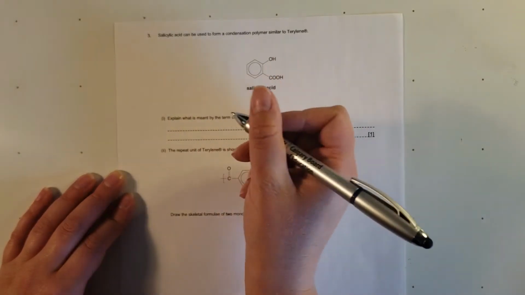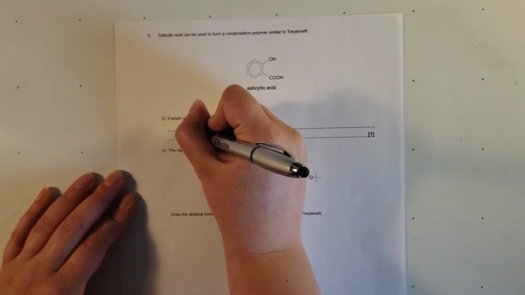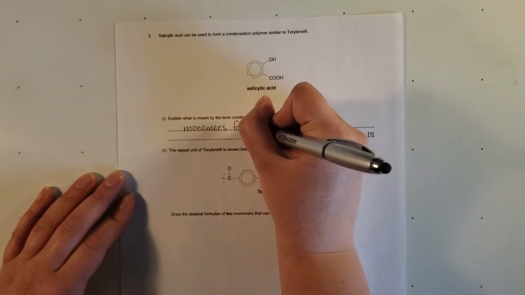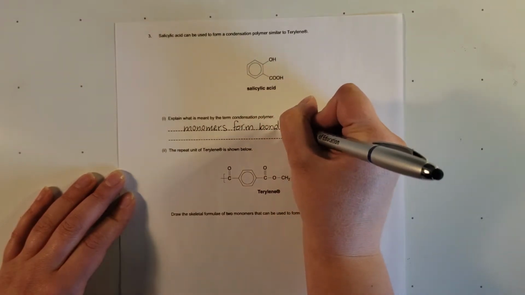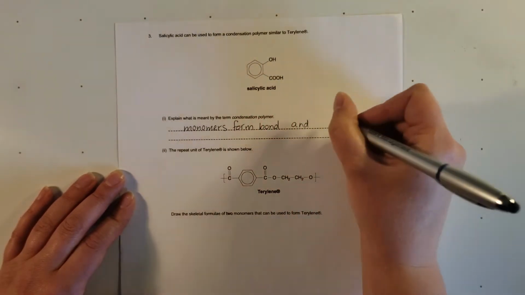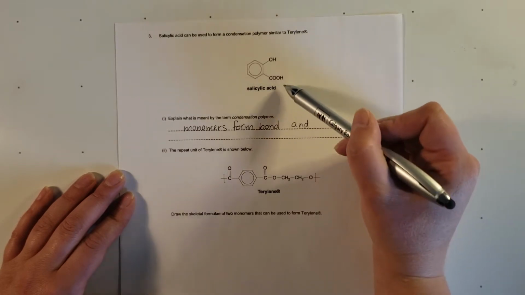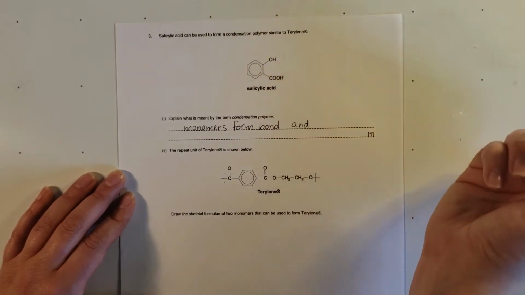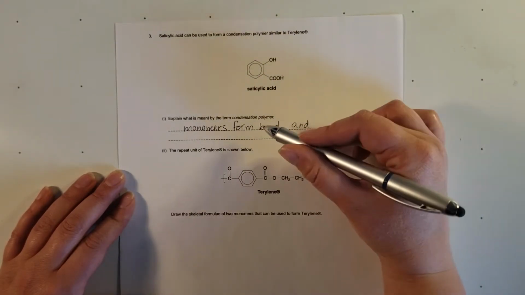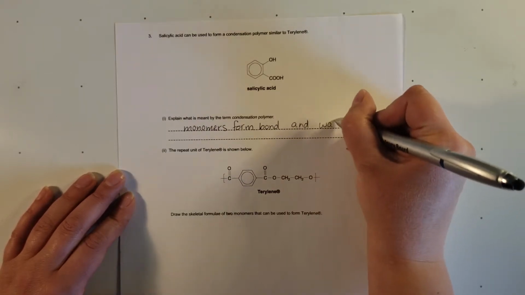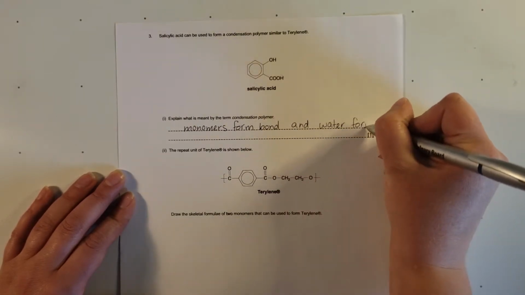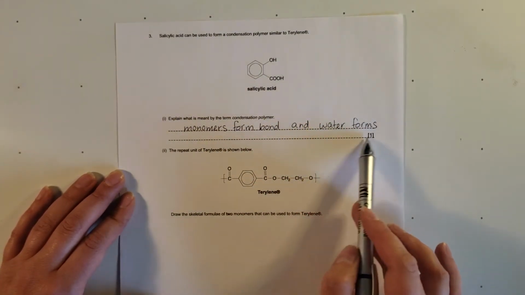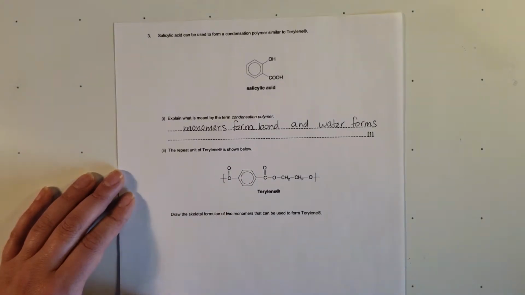Okay, so we talked about this at the beginning of the last video. You have to mention monomer. They form bonds. And you have to mention the small molecule. For this specific example, because we have carboxylic acid and alcohol, it's water that forms. So monomers form bonds and water forms. So it's important that you mention the monomers forming bonds and you're also forming water, okay, to get that 1 mark.